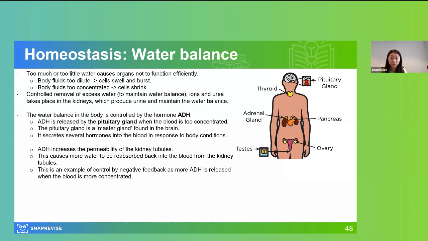So more ADH, more permeable, more water reabsorption, less in the urine. If there's less ADH, less permeable, less water going into blood, more water left in the rest of the body to be released.